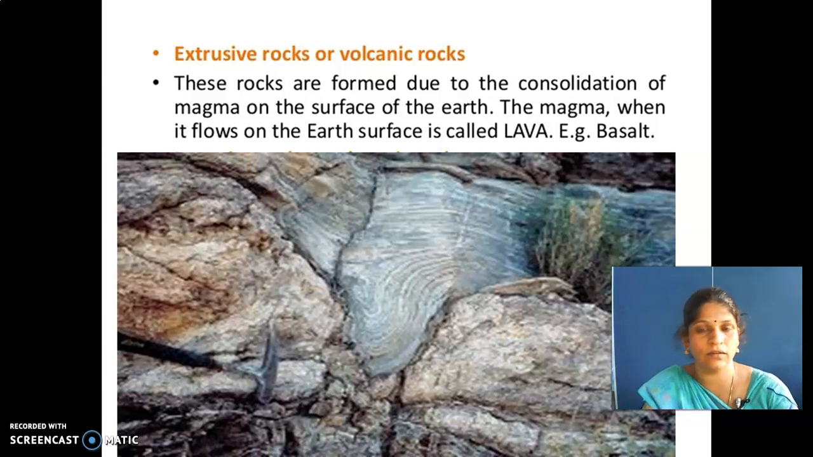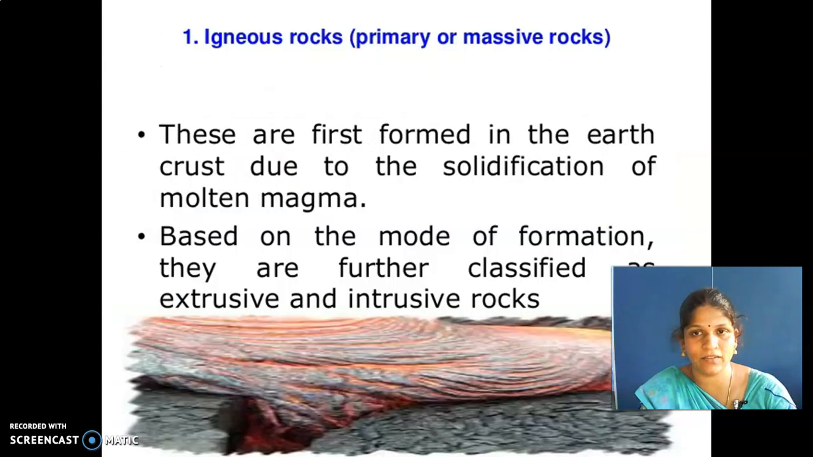Yes, children, do you understand what igneous rocks are? These are called primary rocks or massive rocks. Why? Because these rocks are formed on the Earth at the very first. These are first formed in the Earth's crust due to the solidification of molten magma. Based on the mode of formation, they are further classified as extrusive and intrusive rocks.